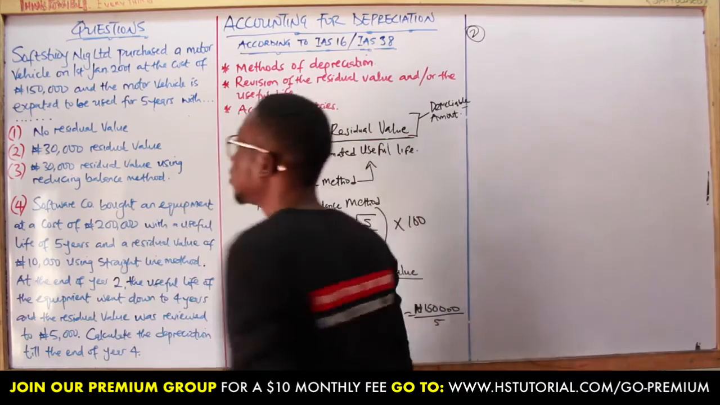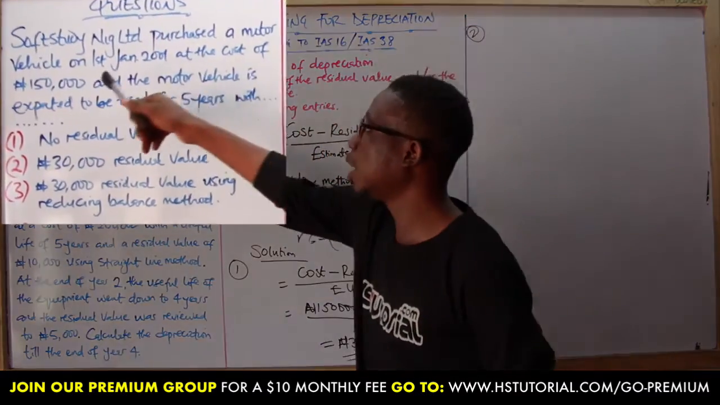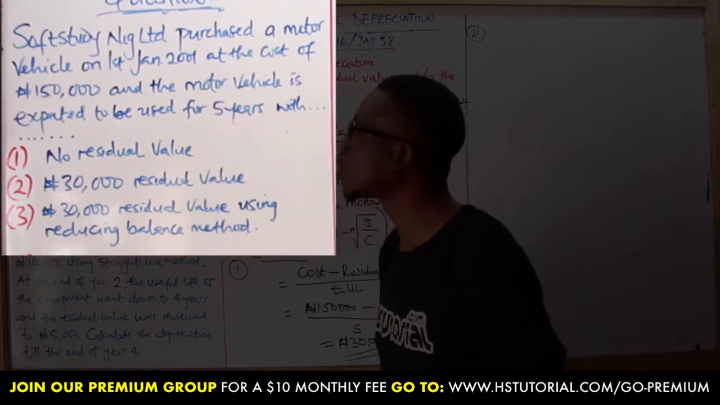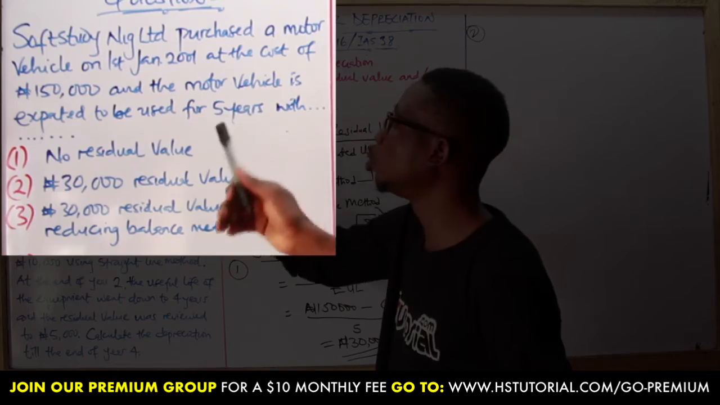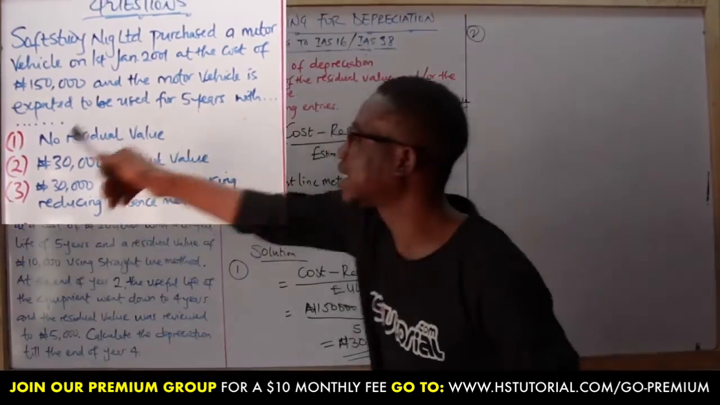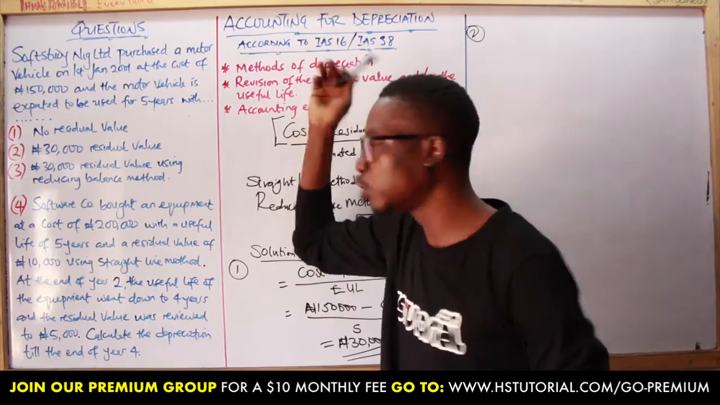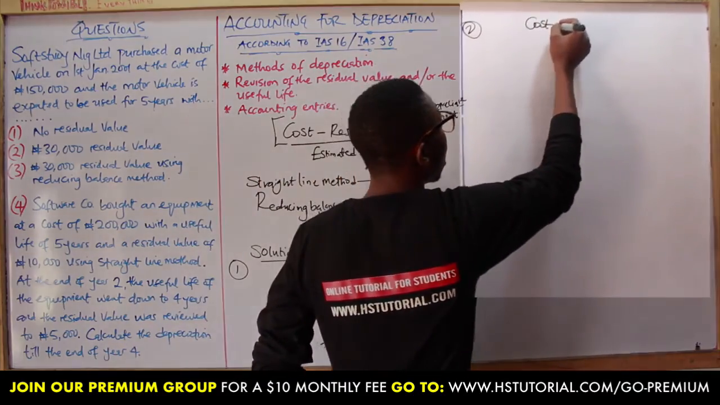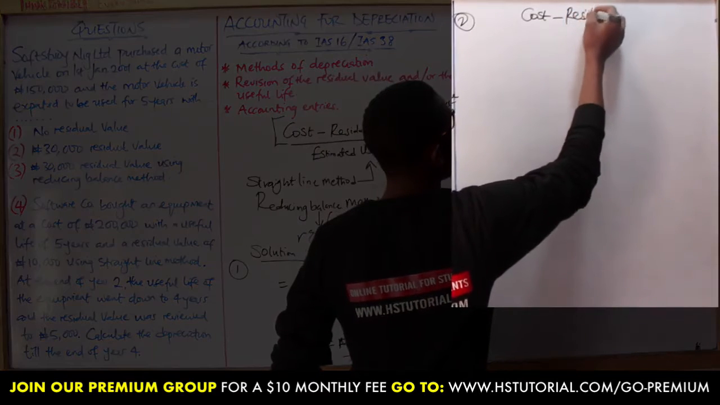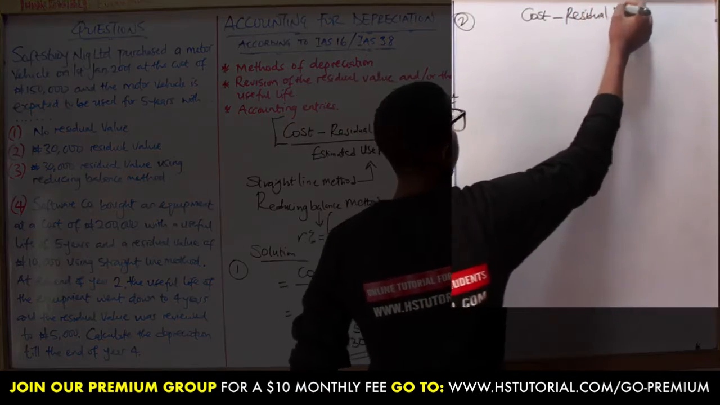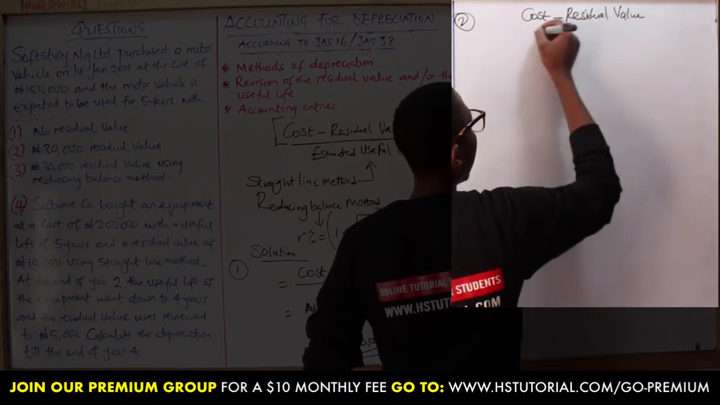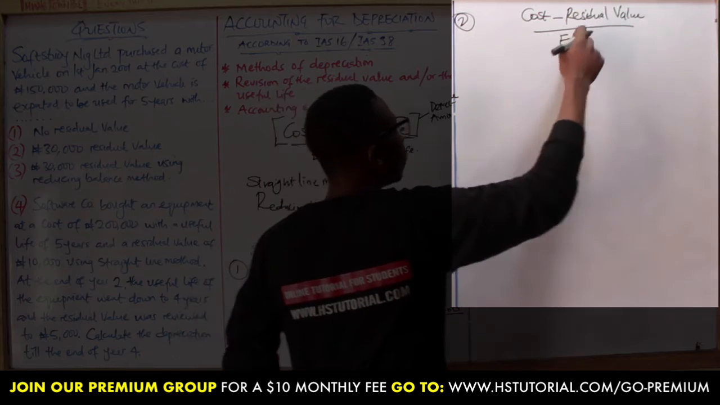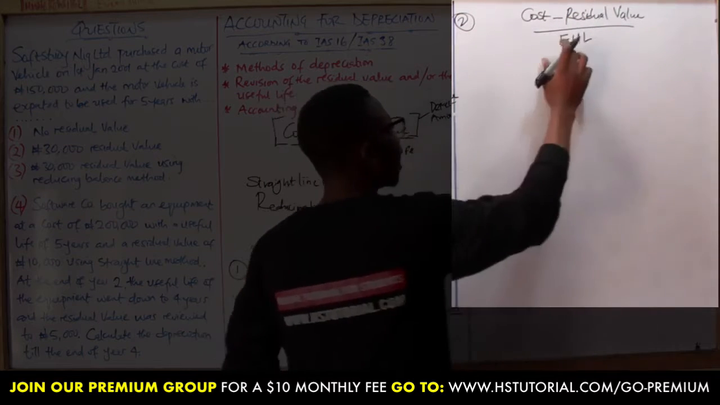The second question says Self-Study Nigeria Limited purchased a motor vehicle on 1st January 2001 at the cost of 150,000 naira, and the motor vehicle is expected to be used for 5 years with 30,000 naira residual value. You repeat your formula. Okay, what's the formula? Cost less residual value all over EUL, that is the estimated useful life.